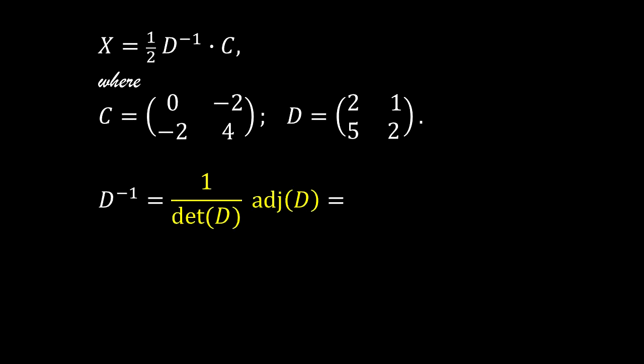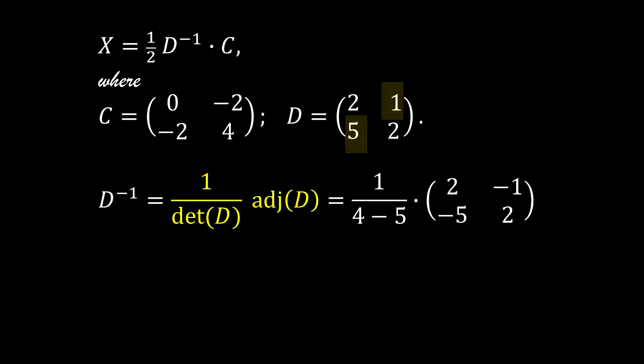In order to get the matrix D inverse, we need the value of the determinant, and the adjugate of the matrix. So, the determinant of D is 2 times 2, minus 1 times 5. The 2 by 2 adjugate is obtained by swapping the two elements on the main diagonal, and then the remaining elements are just rewritten as negatives of themselves. So, we have the result.